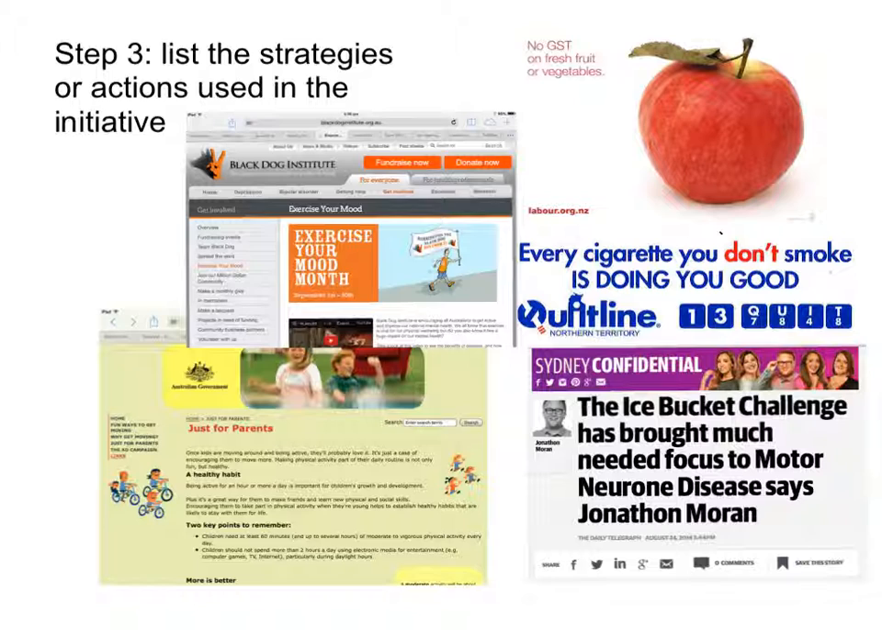Maybe, like the Black Dog Institute, it provides information and an opportunity to develop skills to build resilience in the case of depression, or as in the case of the Get Moving campaign, it provided lots of information about how do I actually start moving more. There are lots of different strategies that your campaign will have. Remember, ads and videos are only one part of the campaign.